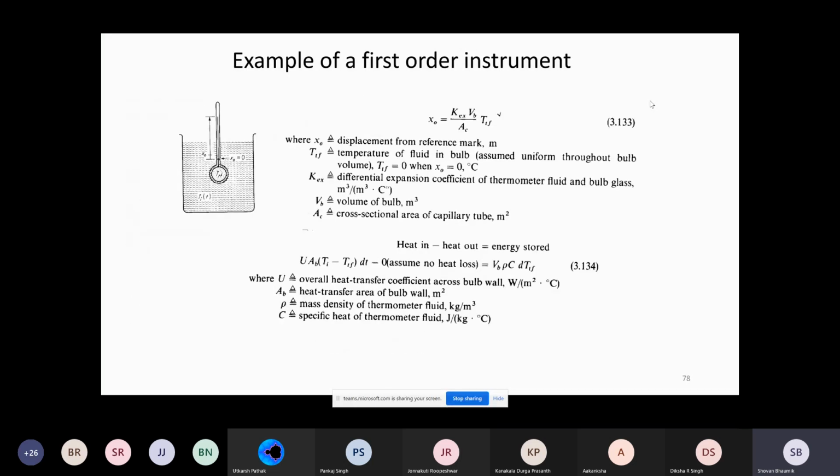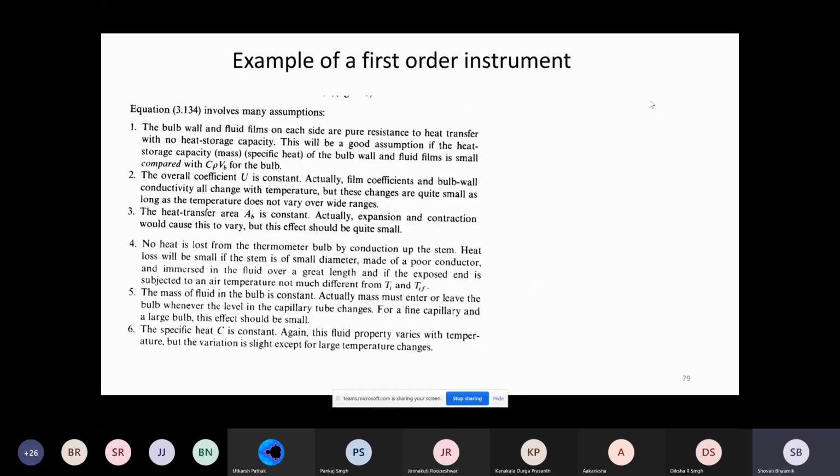In that case we have made many assumptions, which are quite valid for modeling the thermometer. The bulb wall and the fluid films on each side are pure resistance to heat transfer, and there is no heat storage capacity in either the fluid films or the bulb wall. We assume this, although it is not 100% correct. The bulb wall may have some heat storage capacity, but we assume there is none. The overall coefficient U is constant. It may happen that U varies with time, but we are assuming it is constant.